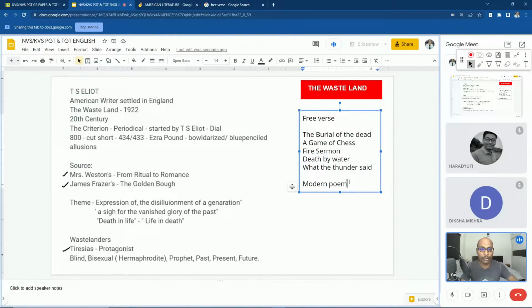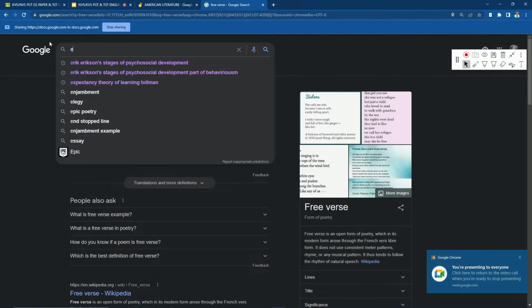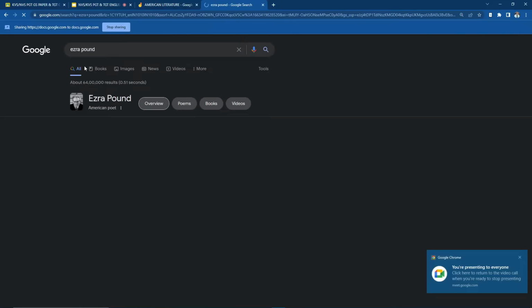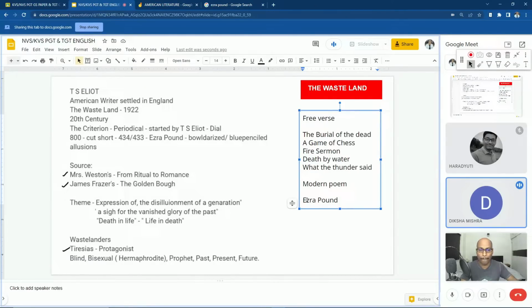This poem is dedicated to whom, Goji? Ezra Pound. So who was Ezra Pound, sir? Ezra Pound, a contemporary, is the mentor of T.S. Eliot when he went to America. Ezra Pound is he or she? He, Ezra Pound, he, right? Yes, sir. We had that confusion last time. Ezra Pound is he.